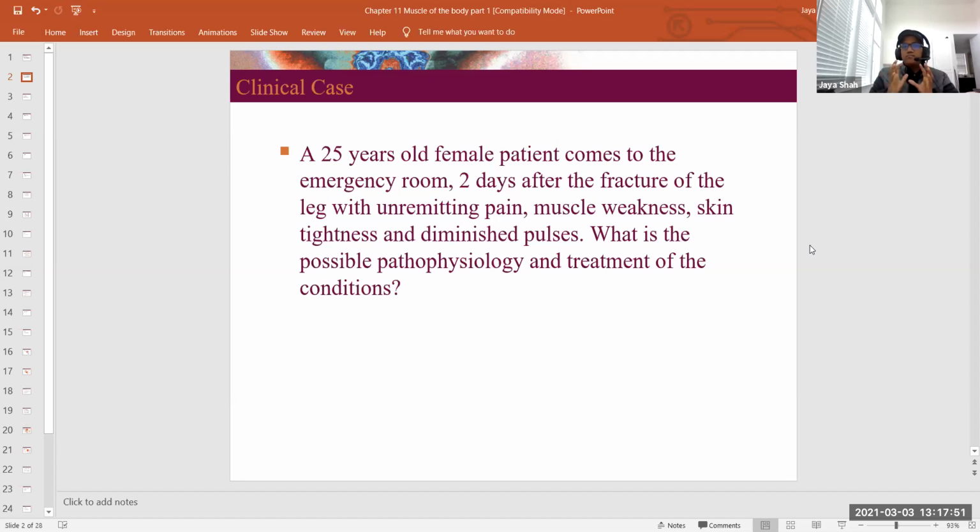So what does that say? It looks like there is swelling and increased pressure, which is compressing the blood vessels, and that's why there is no pulse. So what is this condition? This is compartment syndrome, and we're going to talk about this when we talk about compartments.